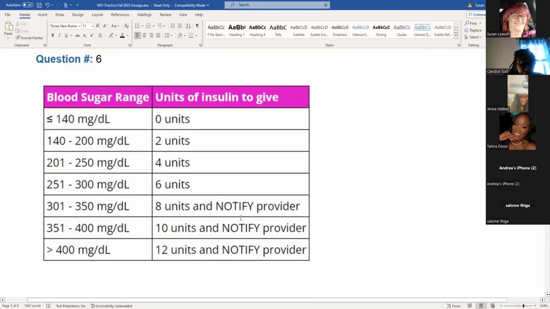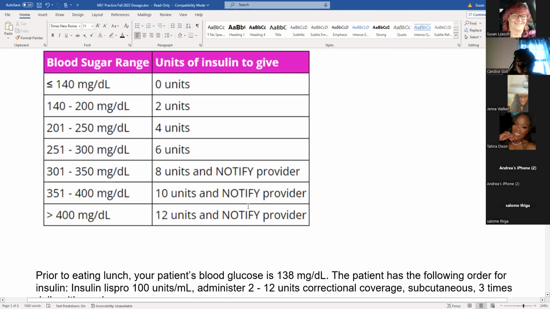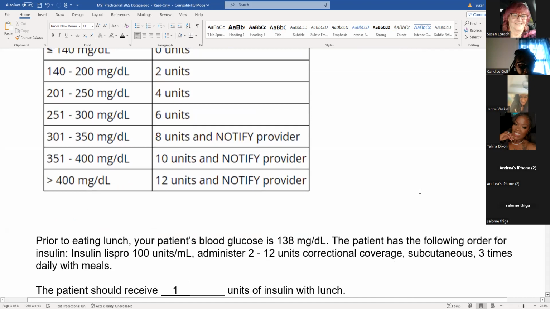All right, so here it tells you what to give on the sliding scale. It gives you the insulin for the sliding scale, and it also tells you the patient's blood sugar and what the order is. These are fairly simple ones, okay? When you get into Med Surg 2, you're going to have to add the insulins together. But for these, you're just reading the sliding scale and administering based on that. You have an order to give 2 to 12 units subcutaneous 3 times a day with meals. So this is just a sliding scale.